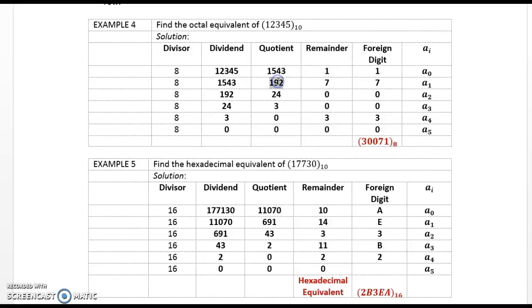I copy 192 down to the dividend column and divide by 8 again, and I get 24 and a remainder of 0. I copy the 24 down and get a quotient of 3 and a remainder of 0. And now this part is very important. Copy the 3 down, even though we know that it isn't divisible by 8. And we nonetheless divide 3 by 8, getting a remainder of 3. So what we're going to end up having is 4 digits, and they are 30071, moving from the bottom to the top.